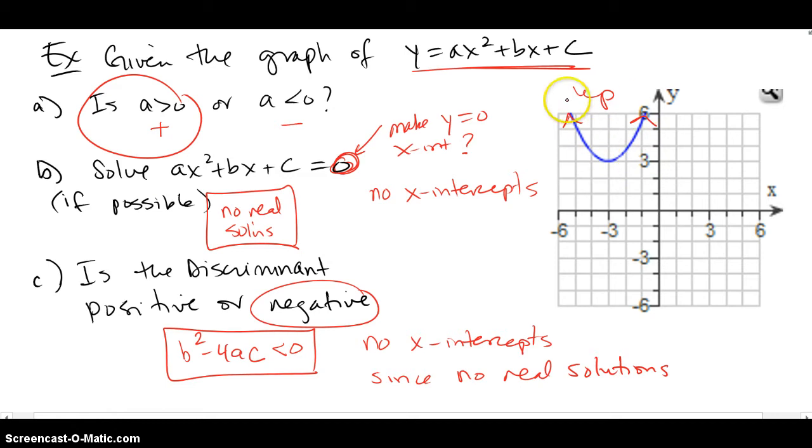First of all, my parabola opens up. Second, there are no x-intercepts, and if there are no x-intercepts, that means my equation doesn't have real solutions. If it doesn't have real solutions, it must have complex solutions. If it has complex solutions, then that must mean that the discriminant is negative, because I don't see any x-intercepts.